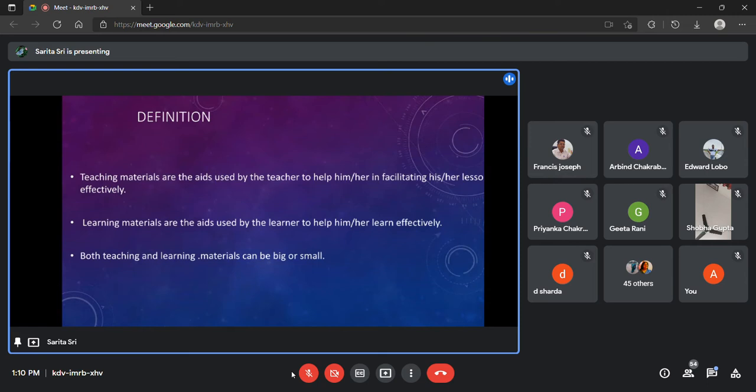So, what is the main difference between TLMs and teaching aids? Roughly, we can think of teaching aids as hardware and TLMs as the software. So, finally, we can say that a teaching aid is a tool or technology that is used to support teaching, whereas teaching learning materials are the materials that have the actual target lesson in them.